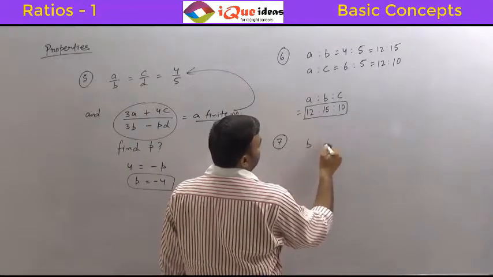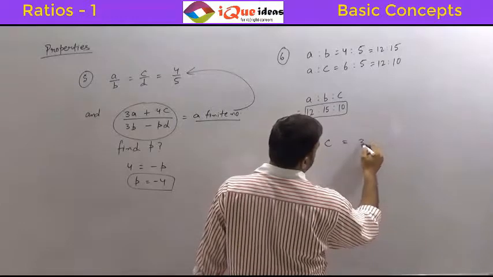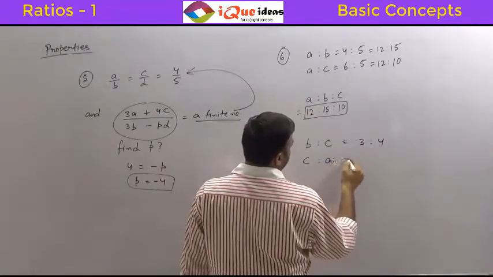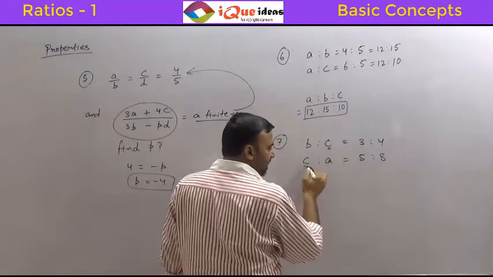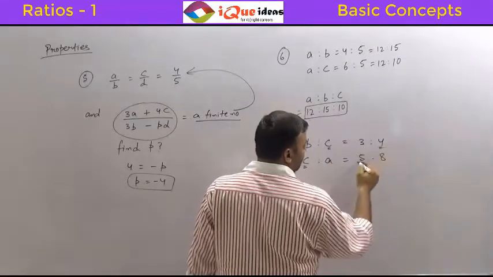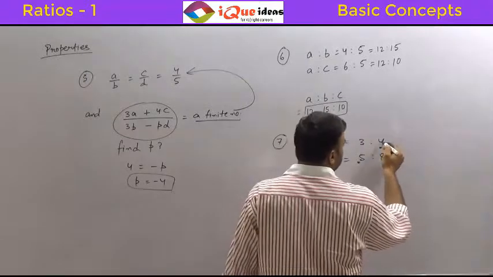If we have B is to C is 3 is to 4 and C is to A is 5 is to 8. So here C and C are common, and for the numbers for C the numbers are 4 and 5. So make them equal. Now LCM of 4 and 5 is 20. So you want to make this to 20.